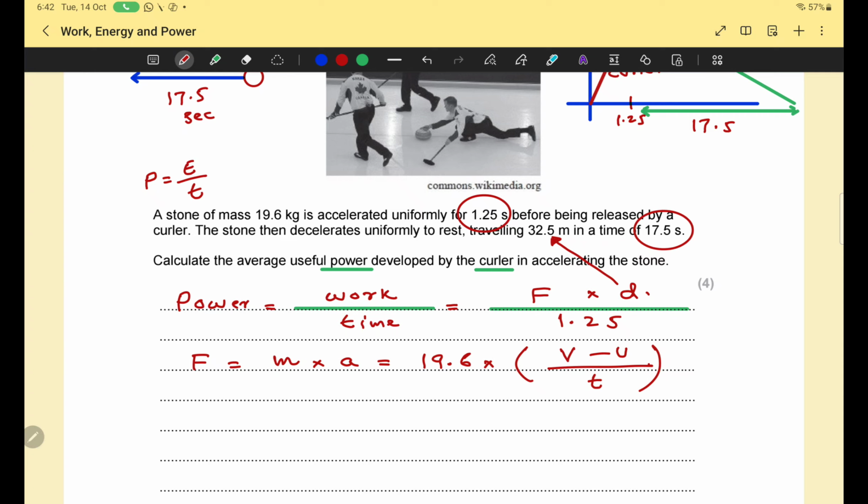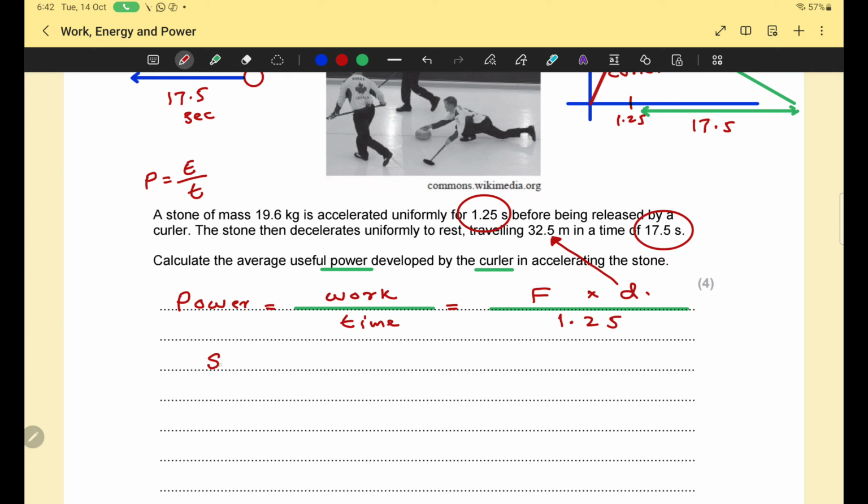But the issue is, we know the final velocity is 0, but we do not know what is the initial velocity when the ball was released. We do not know what is the speed. So we cannot solve this question without calculating u. Sir, how do we calculate u? So I am explaining to you.